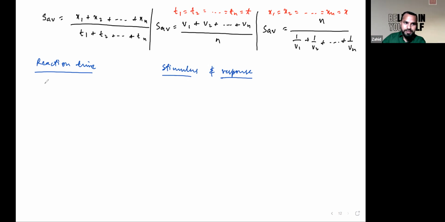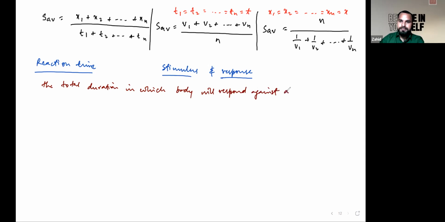So reaction time is the total duration in which the body will respond against any stimulus. This is called reaction time. And this reaction time would vary from individual to individual depending upon his activity or his quickness.